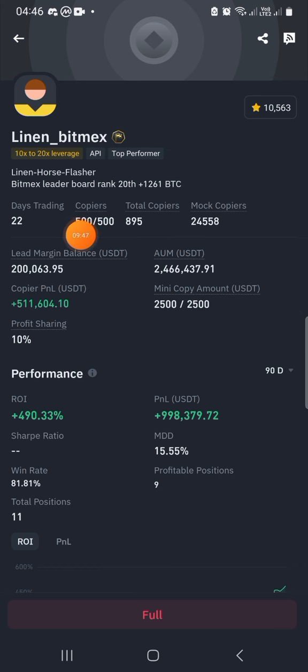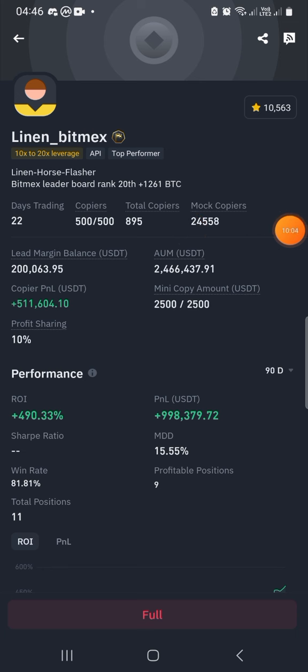Now it gives you the days trading, the number of copiers, total copiers all time, like all the copiers that have copied him. But at present, like 500 people are actually copying him, and it's actually full. So we have 500 over 500. We have the mock copiers. The mock copiers is just the simulated one.